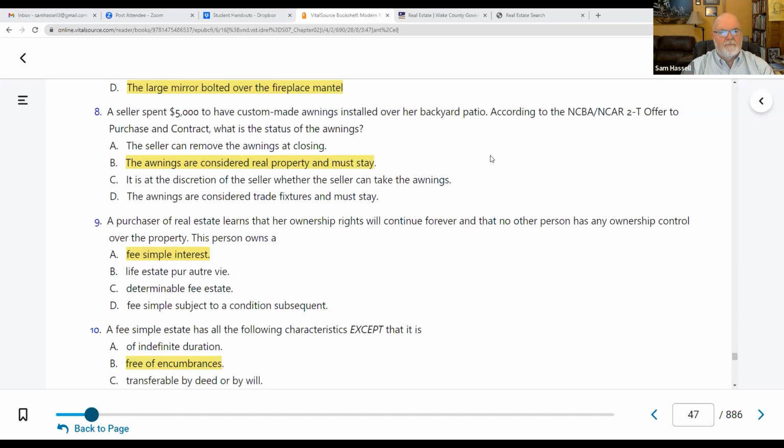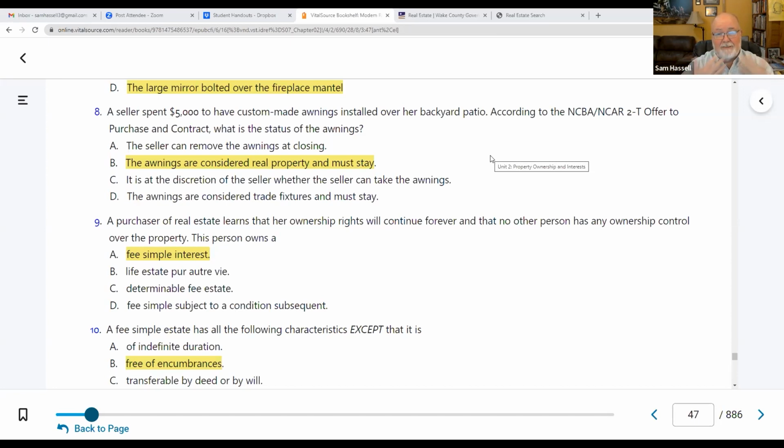Number 8. A seller spent $5,000 to have custom-made awnings installed over the backyard patio. According to the NCBA/NCAR 2T offer to purchase and contract. All right, let's shorten that up a little bit. North Carolina Bar Association is NCBA. North Carolina Association of Realtors is NCAR. It is Form 2T in our lengthy line of forms, offer to purchase and contract.